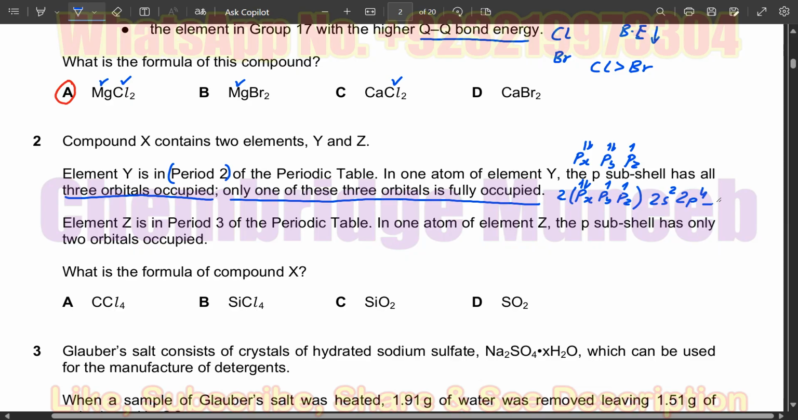Now from here we can conclude that this element must be present in group number 6, since there are 6 electrons in the last shell, 2 electrons from s and 4 from p. Which means, if we look at the options given, the element of group number 6 is oxygen. So it is oxygen here. I'm just writing O X just to make it clear. So the Y element is oxygen.